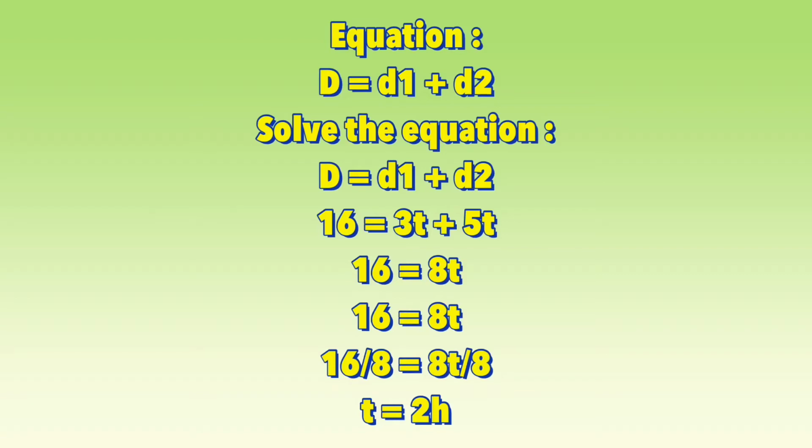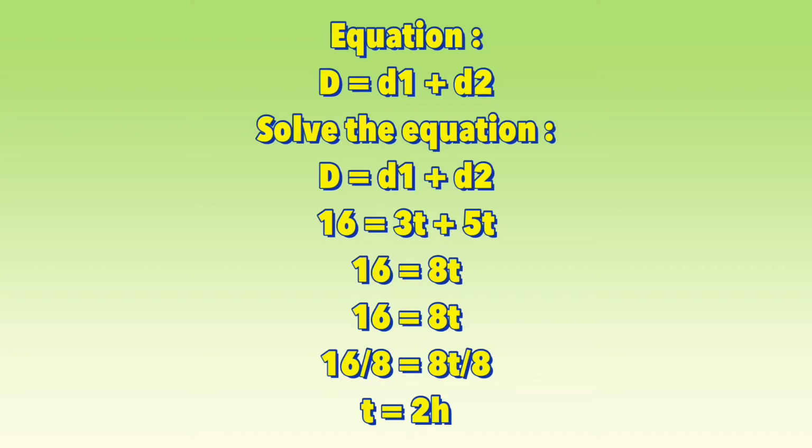Then substitute. For the distance of Lorna, remember we have D equals RT. So the rate of Lorna is 3 kilometers per hour times T, so that's why it becomes 3T. Plus the rate of Peter, we have 5 kilometers per hour times T, so that's why it becomes 5T. Then we have to simplify.